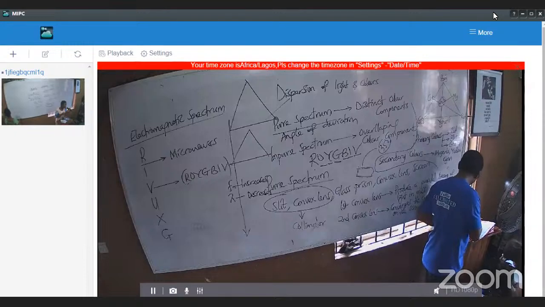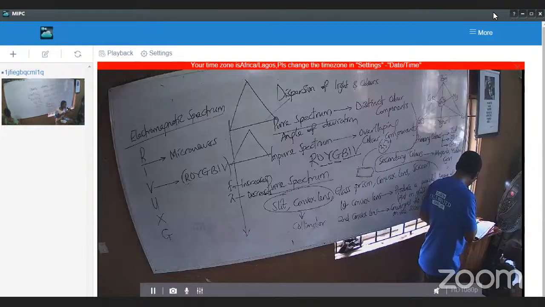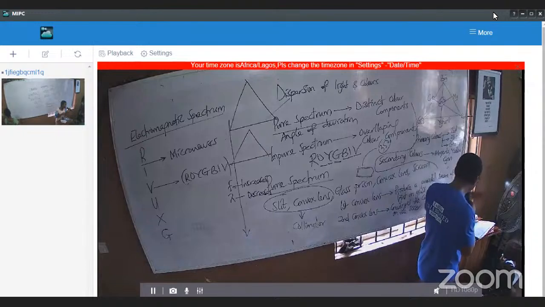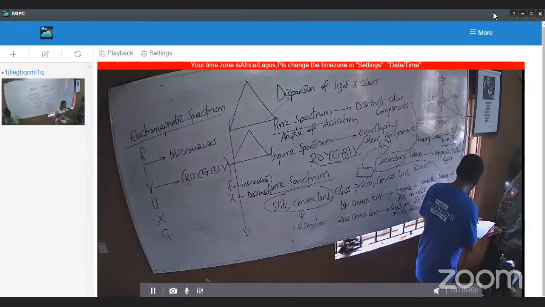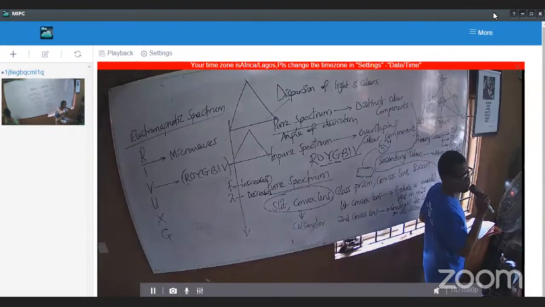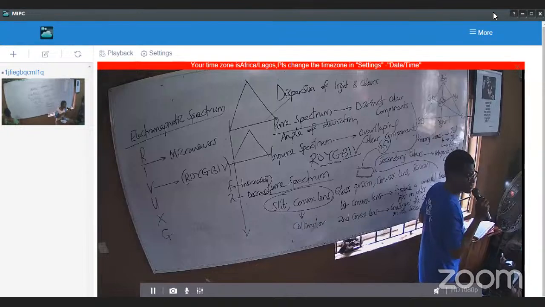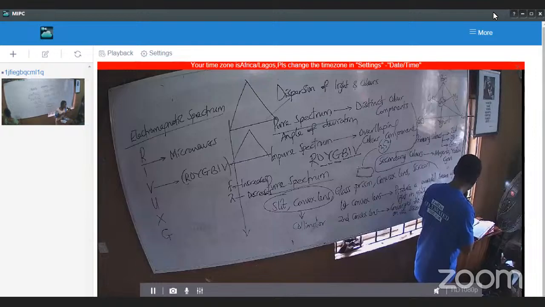Option B, the refractive index of glass is different for each constituent color of white light.